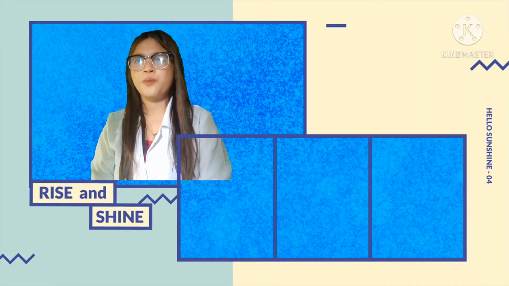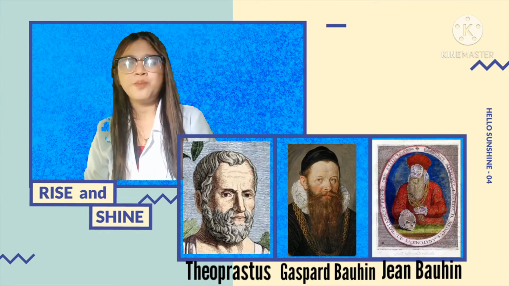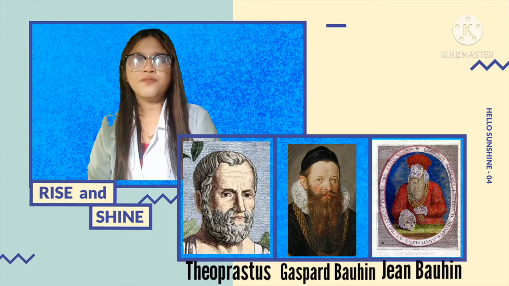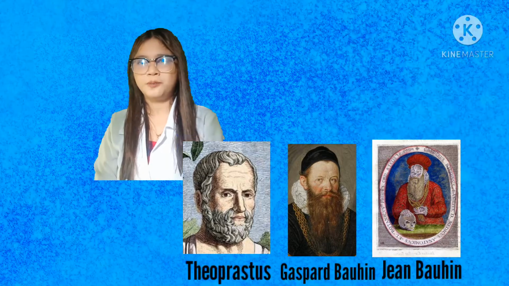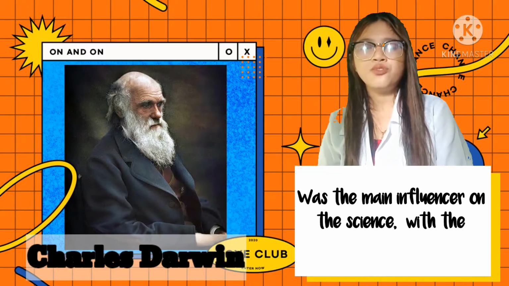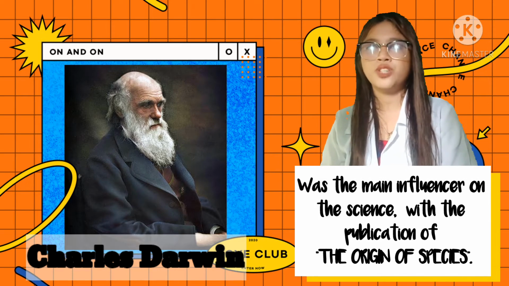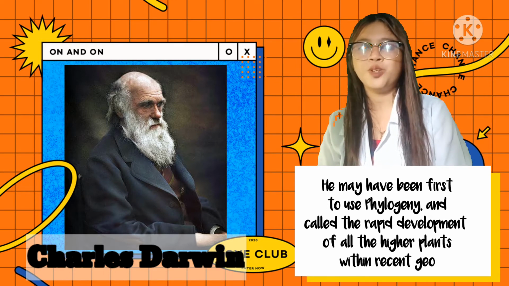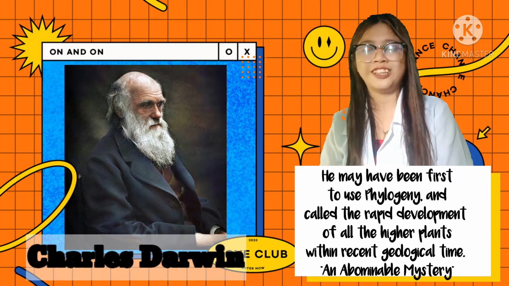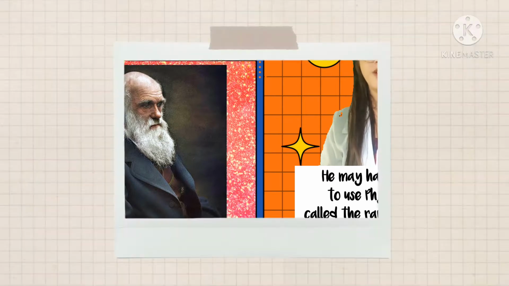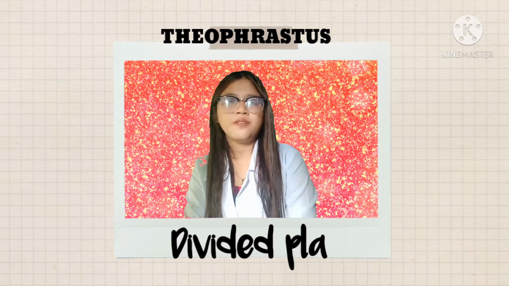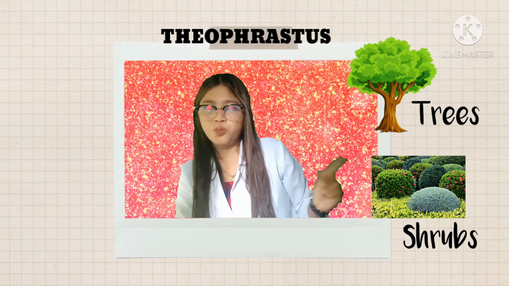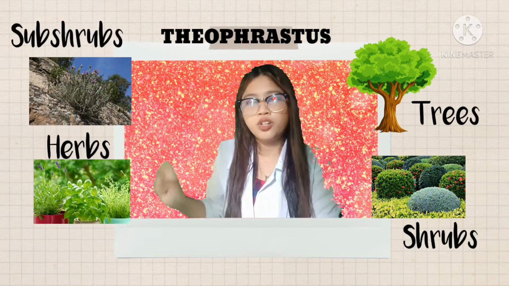Early botanists such as Theophrastus, Gaspard Bauhin, and Jean Bauhin may very well have unwittingly started the science of plant systematics. Each of them classified many plant species in their books. Charles Darwin was the main influence on the science with the publication of The Origin of Species. He may have been the first to use phylogeny and to call the rapid development of all the higher plants within recent geological time an abominable mystery. Theophrastus divided plants into four groups: trees, shrubs, subshrubs, and herbs.